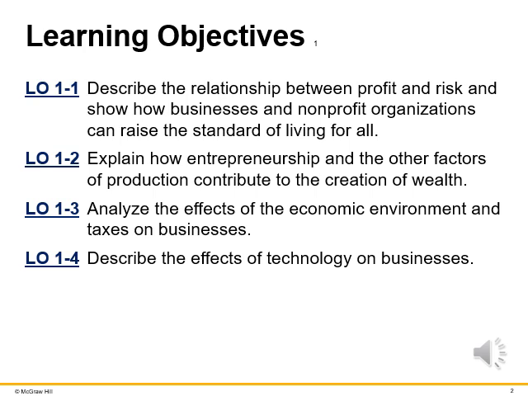The learning objectives for this chapter are: 1, to describe the relationship between profit and risk and show how businesses and nonprofit organizations can raise the standard of living for all. 2, explain how entrepreneurship and the other factors of production contribute to the creation of wealth. 3, analyze the effects of economic environment and taxes on business. And 4, describe the effects of technology on businesses.